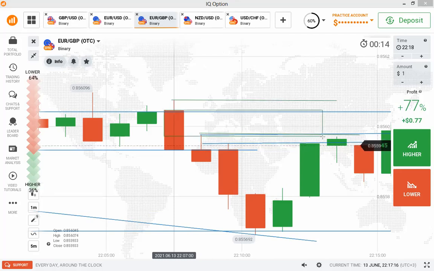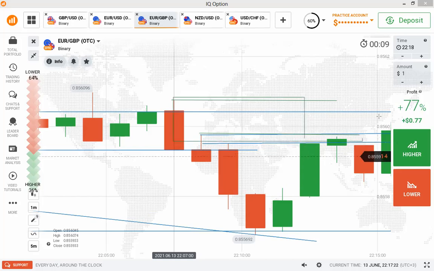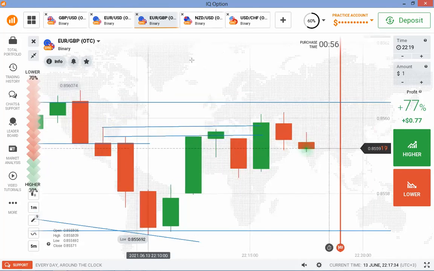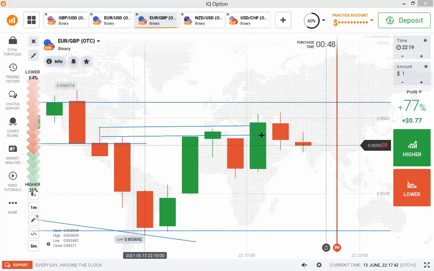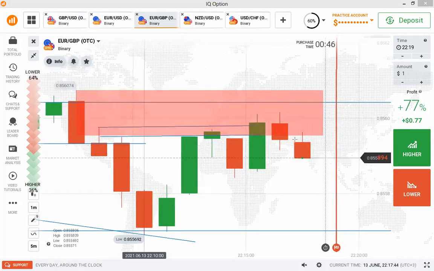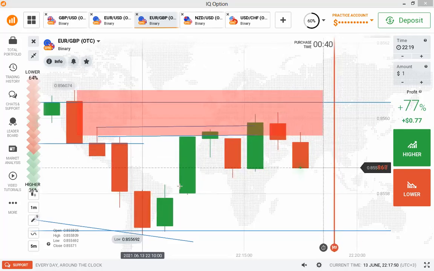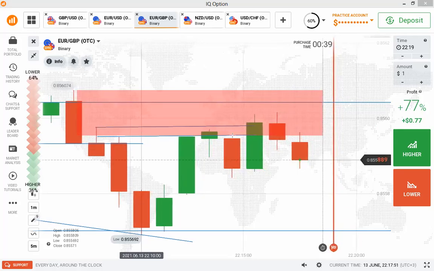Okay, so this is our sellers area. So buyers might stop at this sellers area before we can expect sellers entry. Which means you only enter the trade from the support to the nearest level.